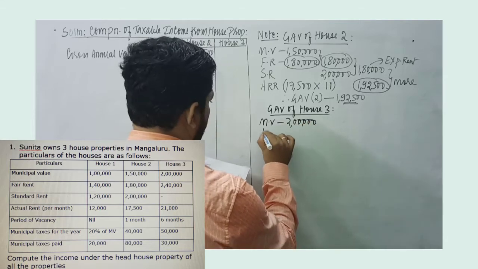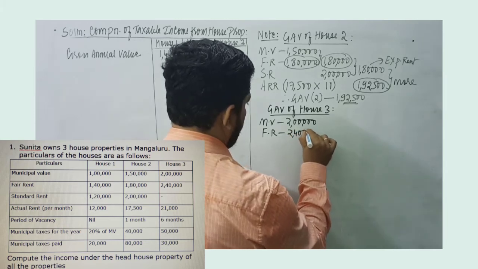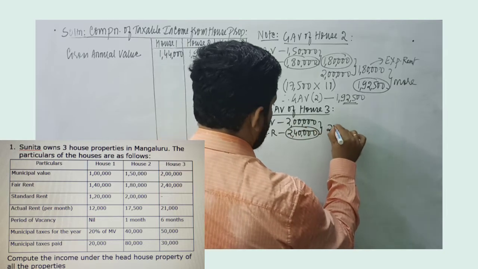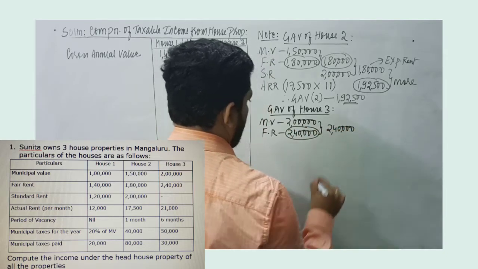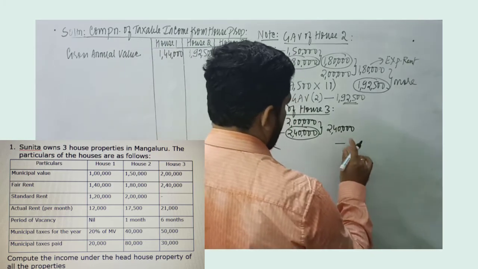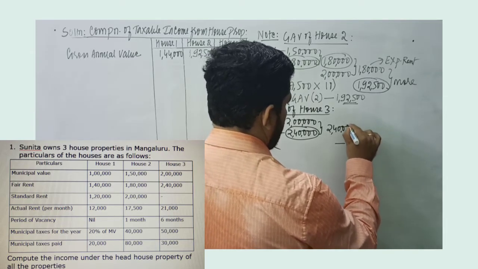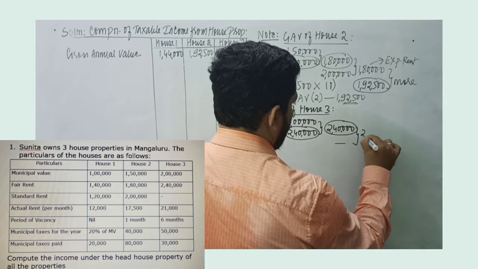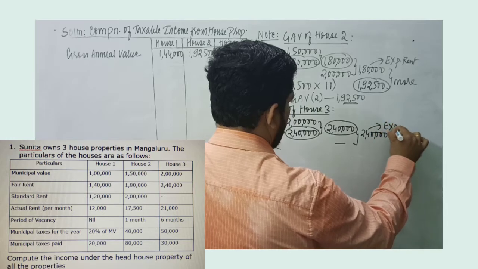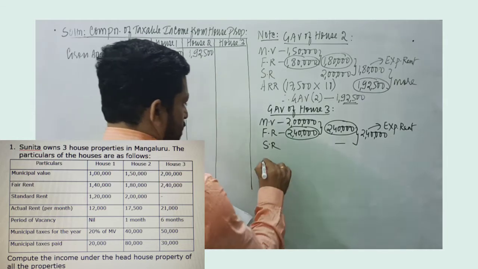Then you are given with fair rent, which is around 2,40,000. Among the two, whichever is more. So 2,40,000 is more. There is no mention of standard rent at all, so I just put a dash. There is no question of this being lower. So 2,40,000 itself will become expected rent. There is no standard rent given, so you cannot write nil. You just put a dash because it's not given. So 2,40,000 is expected rent.